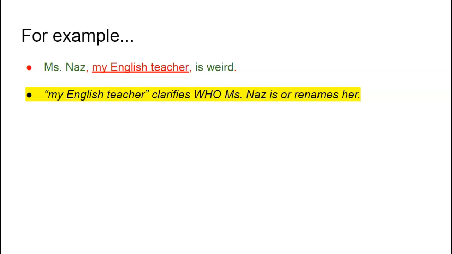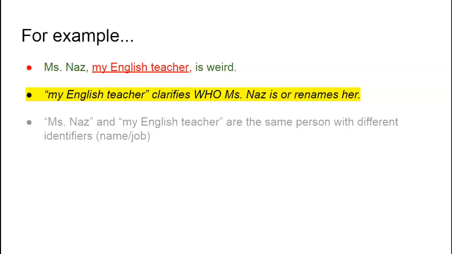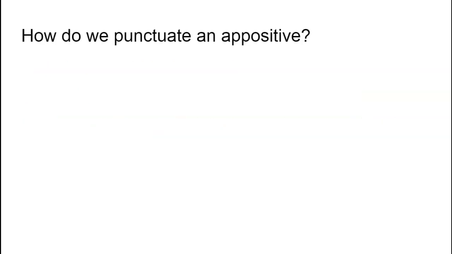Think about that last example on the first slide, fudge. It looks cold and exhausted. My only experience with fudge is the type of candy. The author had to put in that it was a man in the sentence so that I would understand who he really was. In this case, Miss Naz and my English teacher, they're the same person, just with different identifiers, like a name and a job. So how do we punctuate an appositive?